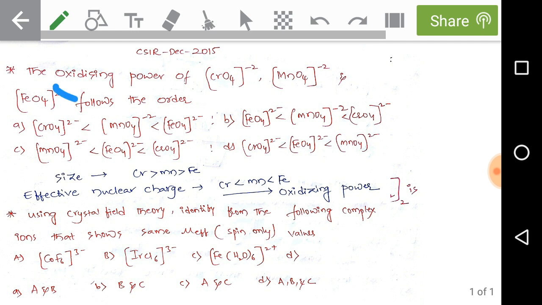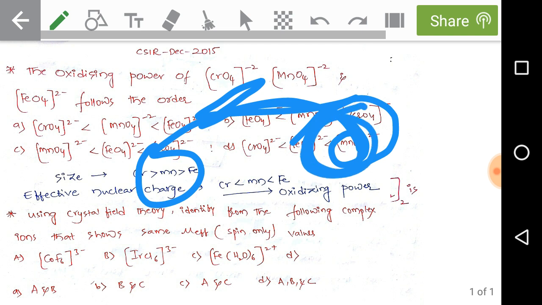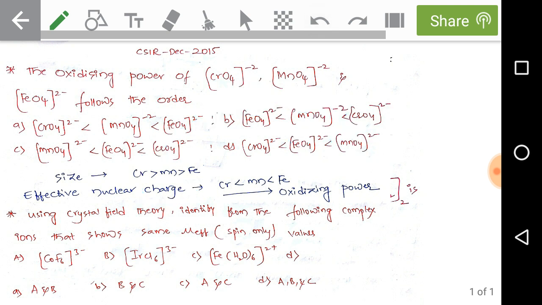Here, what is an oxidizing agent? We need to think about that, then we can give the answer correctly. What is an oxidizing agent? Simply, if a particular species accepts electrons from another species and causes oxidation in that species, then we call it an oxidizing agent. Simply, here we need to find the oxidizing agent from the given four transition metal complexes.